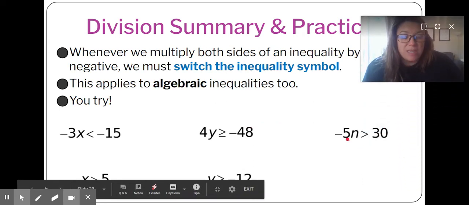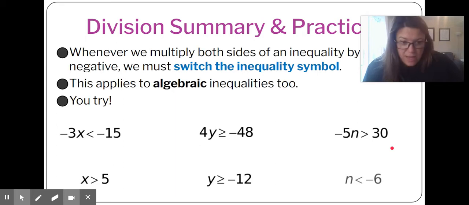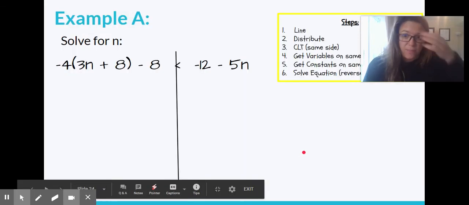We're going to divide both sides by -5 on this last one. So yes, we have to flip again. N is less than -6.